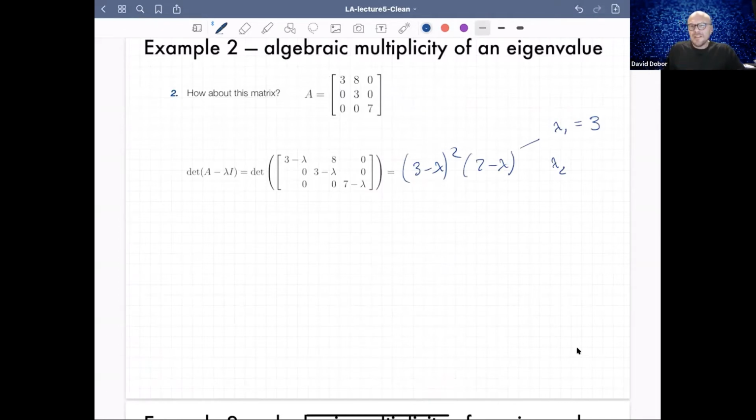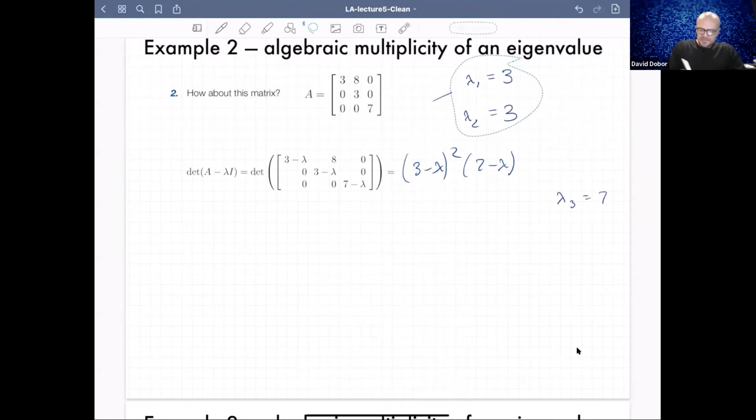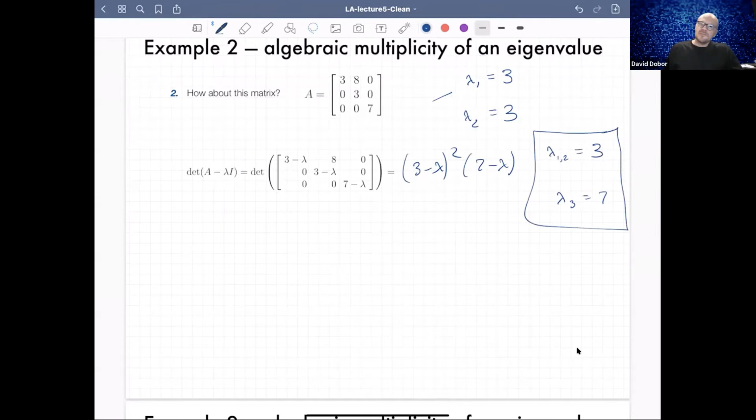Do I have two eigenvalues? Well, yeah, I have two distinct eigenvalues, 3 and 7. But really, I have 3 eigenvalues where 2 of those eigenvalues coincide. Sometimes this fact is written as lambda 1 and 2, just combining like that. So 2 eigenvalues have multiplicity 2, the ones that are 3. Two lambdas are 3, and then 1 is equal to 7.